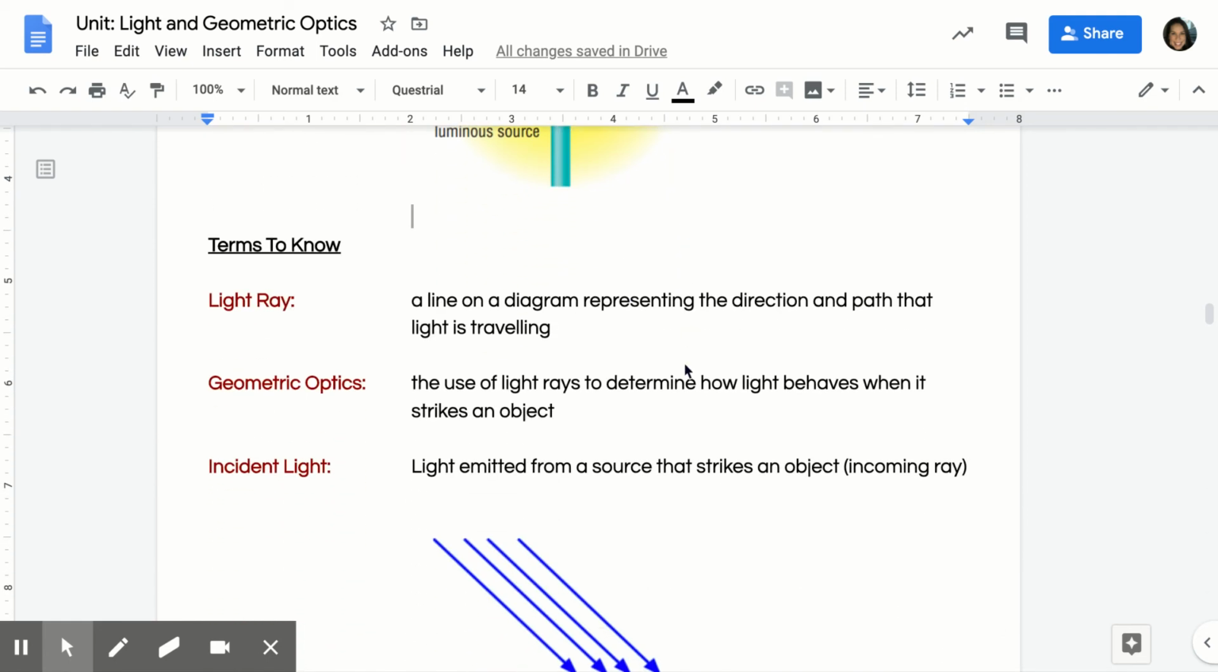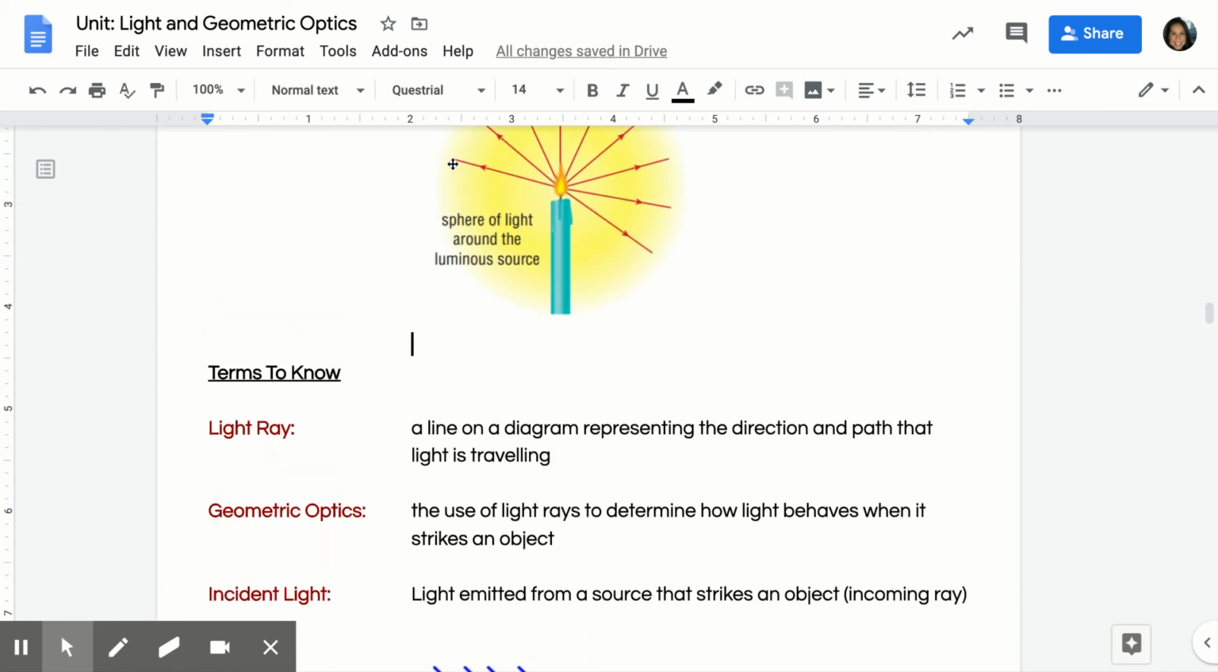Some ideas or terms we need to know. The first one is what a light ray is. So a light ray is actually a line on a diagram that represents the direction and path that the light is traveling. And this is really important because we're going to talk about how different lenses and mirrors and all of those things work. And in order to do that, we need to understand how to draw them. So whenever we're talking about a light ray, we're talking about this line right here that's representing how that light is traveling.